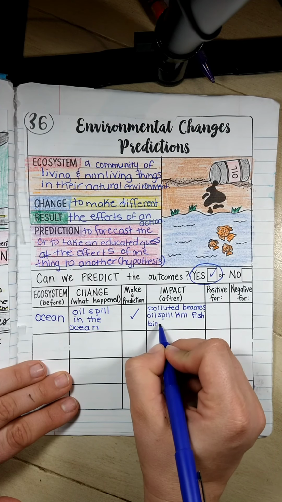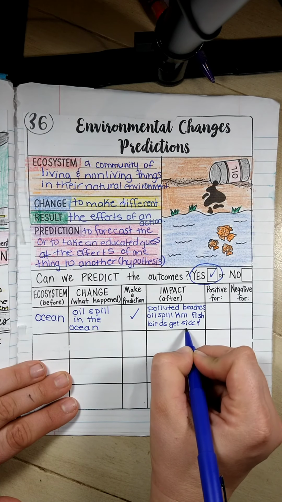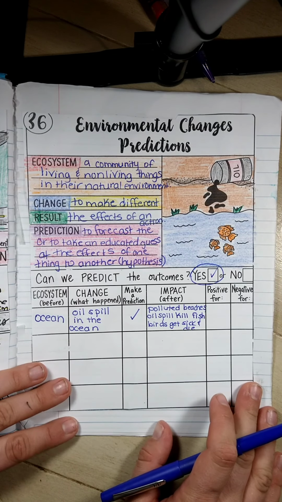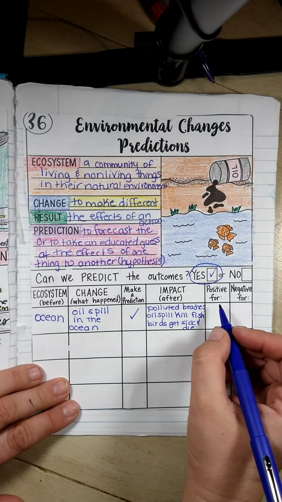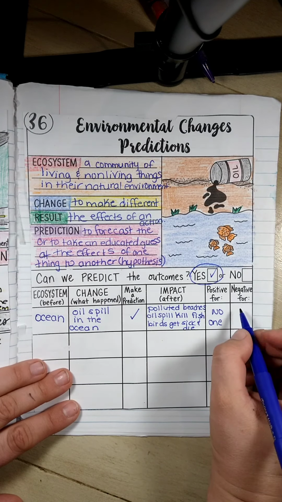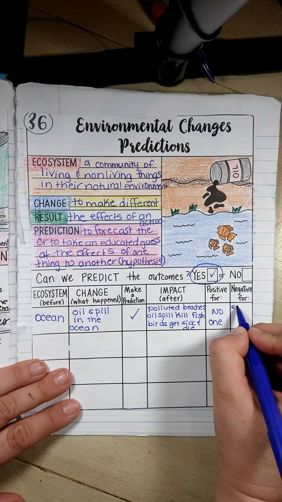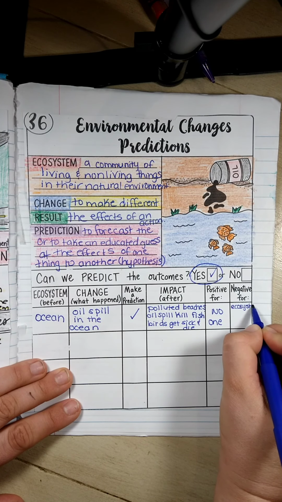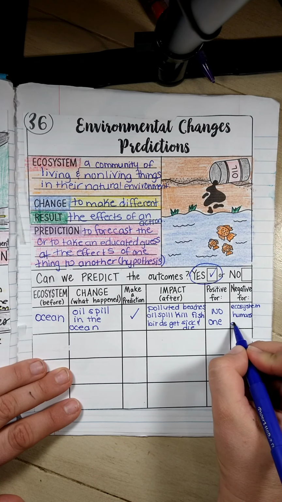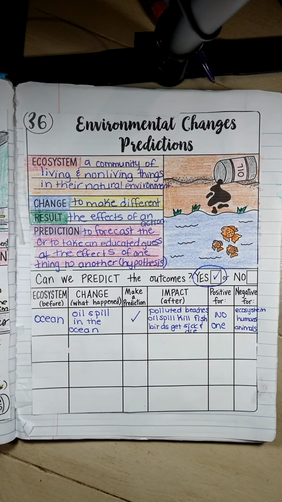Birds get sick and die. Their animals have the oil in their fur and it makes them sick as well. Birds cannot fly if they have oil in their feathers. This is positive for no one. There's no positive outcome for anybody, and it's negative for the ecosystem, humans, and the animals. So it's bad for everyone.